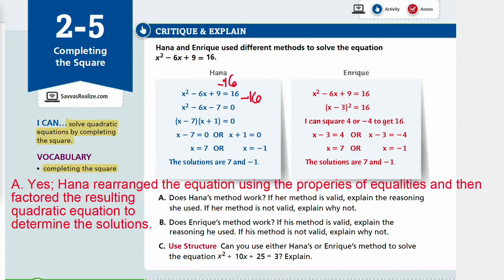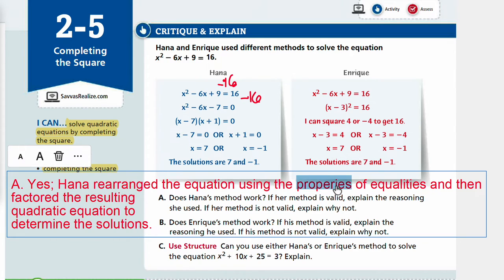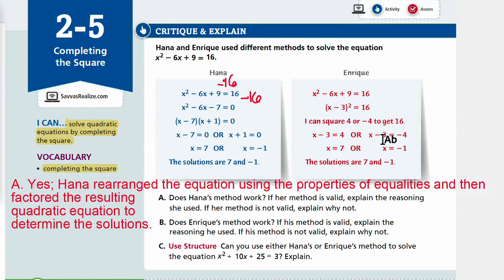Part B, does Enrique's method work? We looked at his work too, and it works too because he has the same answer, right? If his method is valid, explain the reasoning he used. If his method is not valid, explain why not. He first factored even before solving for 0, so that the factors on the left side of the equation were the same. So he's not doing anything crazy. He's still keeping in mind the properties of equalities, right?